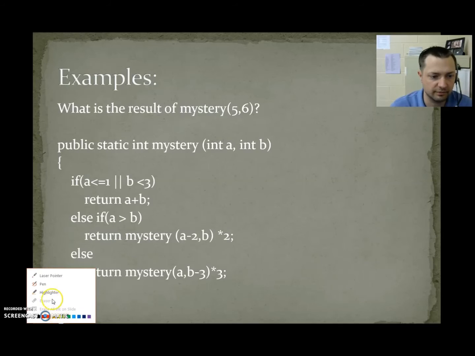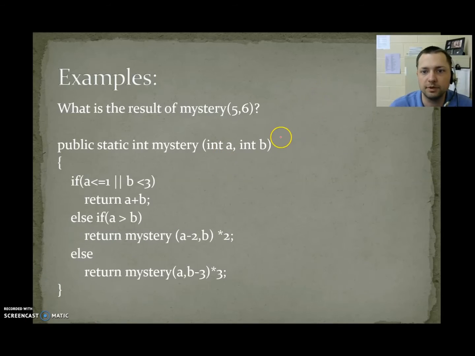Alright, mystery 5-3. Choose our pen, and we'll do M(5). Sorry, mystery 5-6. I don't know why I said M3 or 5-3. So mystery 5-6. Let's see. Is A less than or equal to 1? No. Is B less than 3? No. Is A bigger than B? No. So we have to do the else.